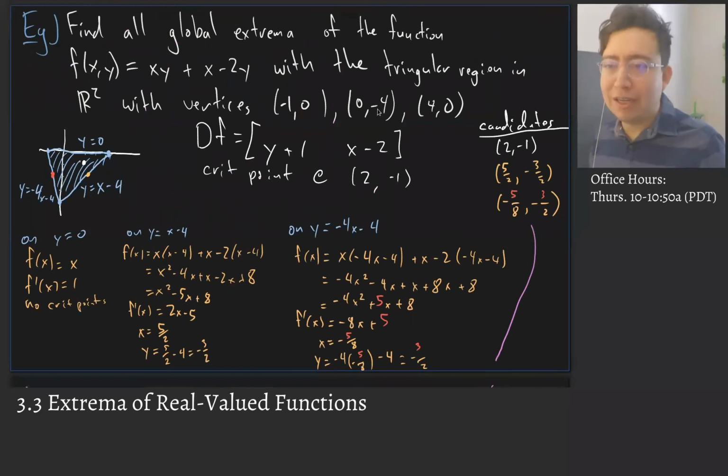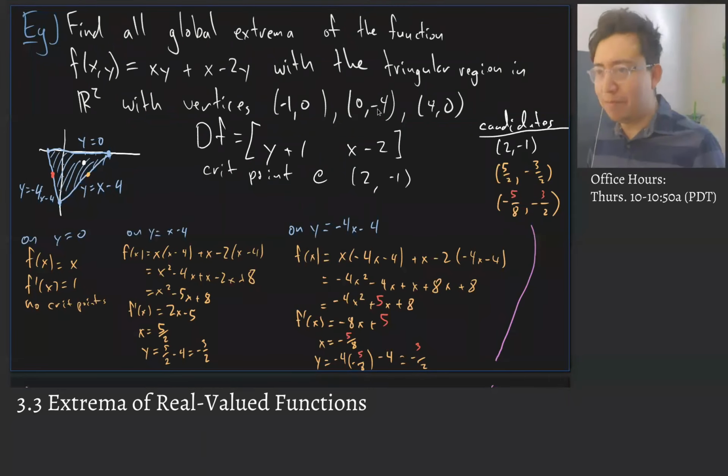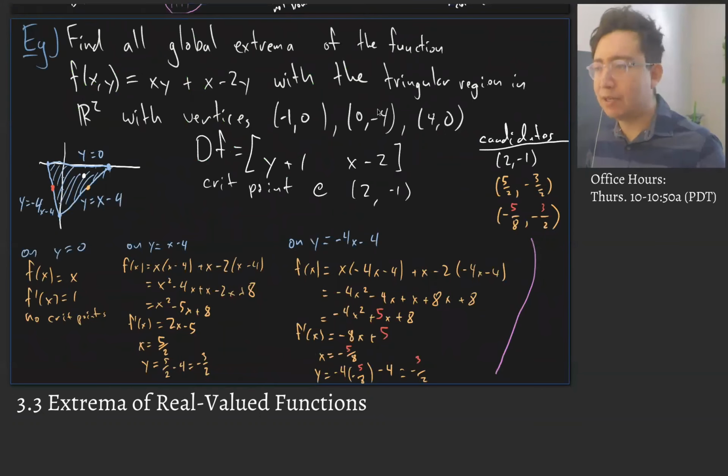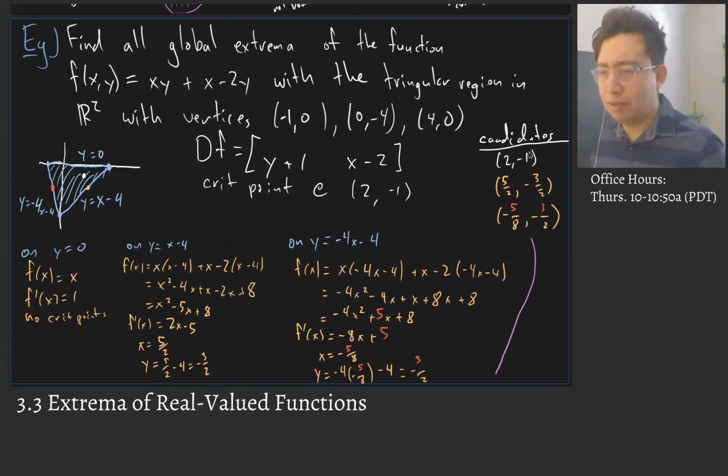Remember, this function restricted to this domain has to have a global maximum and a global minimum. That's what this theorem up here says. There has to be one somewhere. These were the only 3 possible points it could happen.